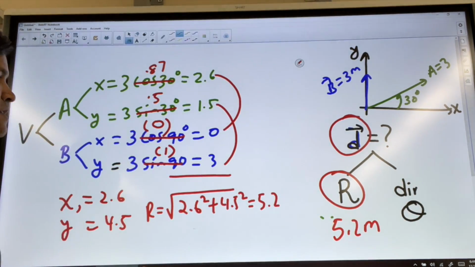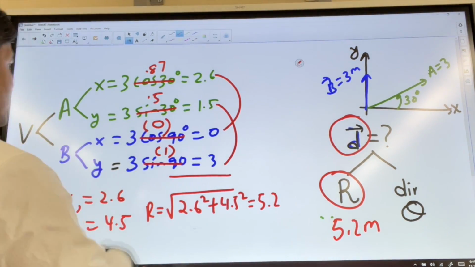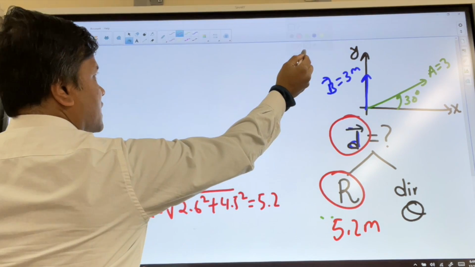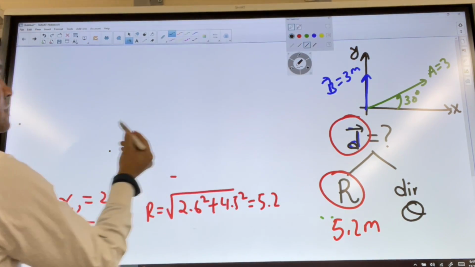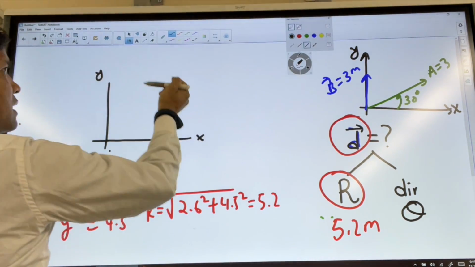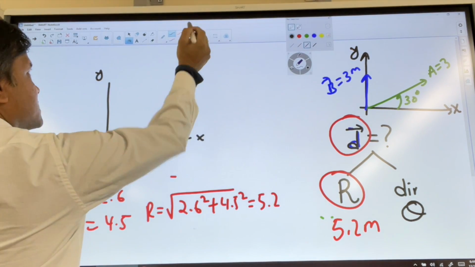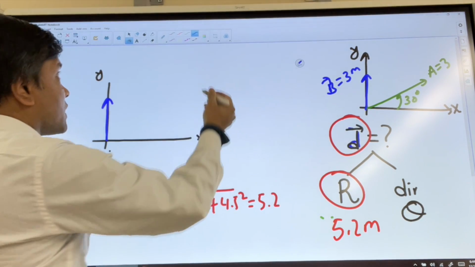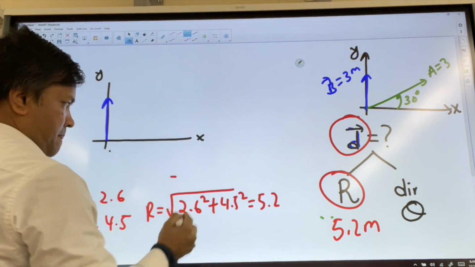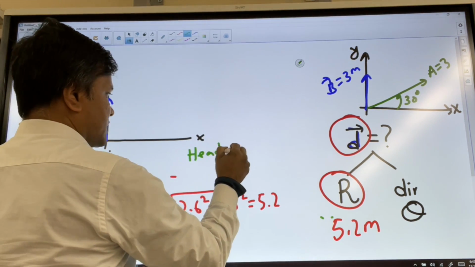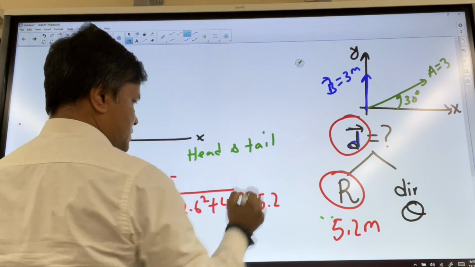Now I have to find the direction. How can I do that? Very simple. Let's erase this so we have the room. Let's draw this over here, x and y. All right, so let's draw the vector B first. Now we're going to use something called head and tail. What do I mean when I say head and tail? So we're going to be discussing the head and tail method.